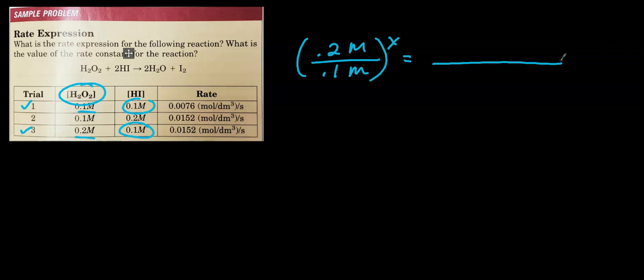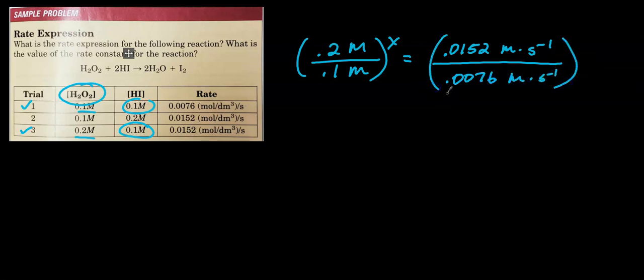So when the concentration of H2O2 is 0.2 molar, the rate is 0.0152 molar per second. And when the concentration is 0.1 molar, 0.0076 molar per second. So divide those, we get 2 to the x equals, once again, 2. X equals 1. So that means the reaction is first order in H2O2. So what does that mean exactly? First order, second order, zero order. Let's start with first order.